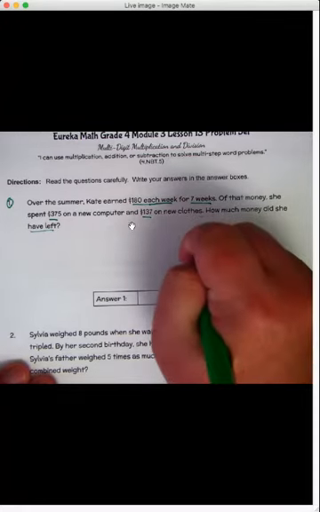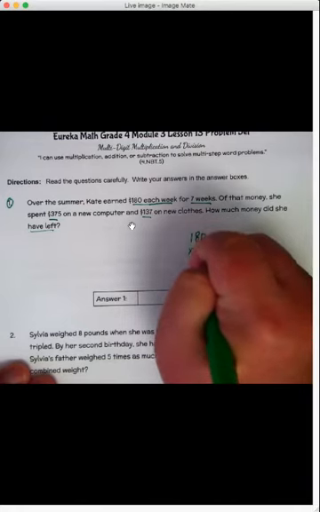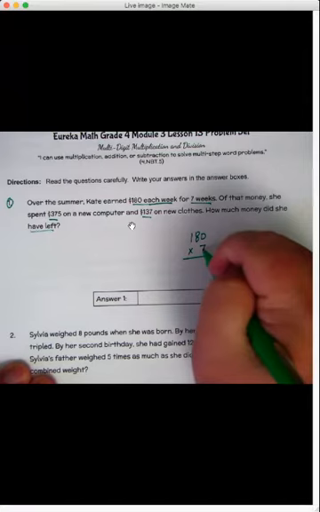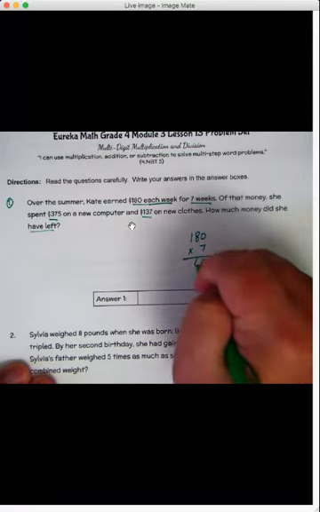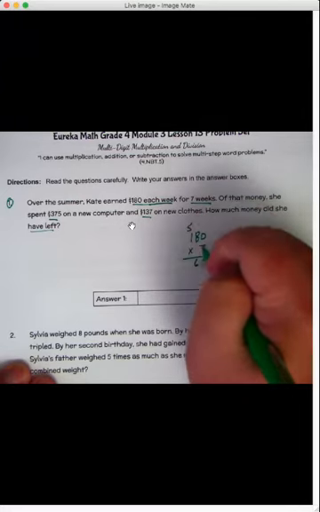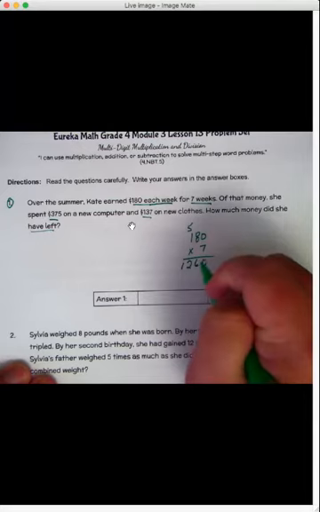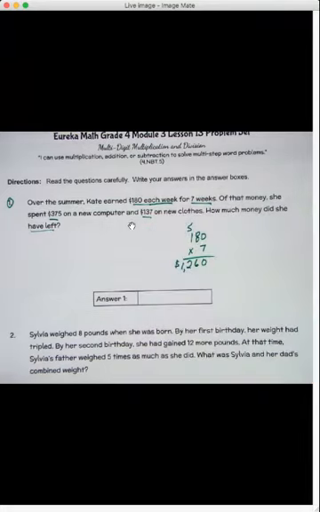So she made $180 every week for 7 weeks. So let's see how much she made altogether. 7 times 0 is 0. 7 times 8 is 56. Our 6 down, carry our 5. 7 times 1 is 7, plus 5 is 12. So she made, in 7 weeks, $1,260. That's how much Kate earned in all, in 7 weeks.